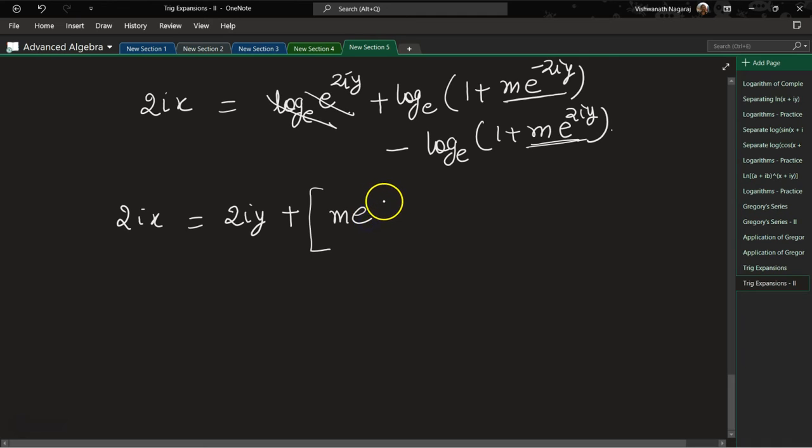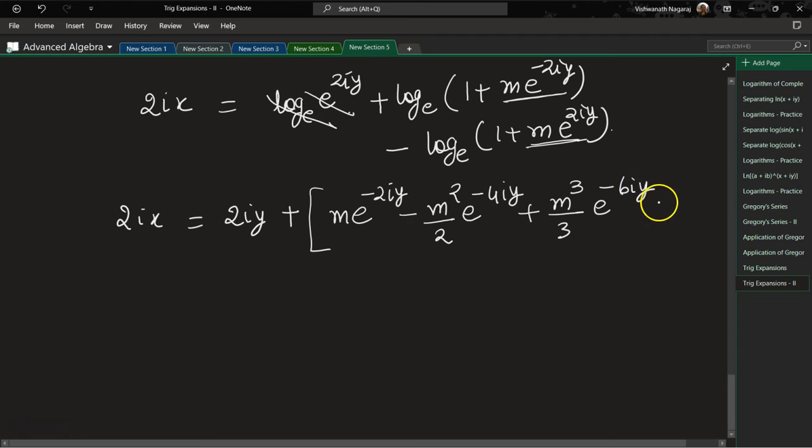m e to the power of minus 2iy minus m square by 2 e to the power of minus 4iy, that is the square of this, so minus 4iy, plus m cube by 3 e to the power of minus 6iy, and on and on. I have a minus here.